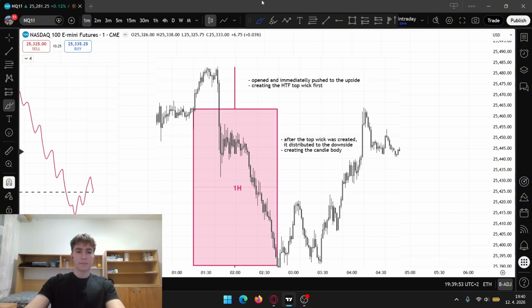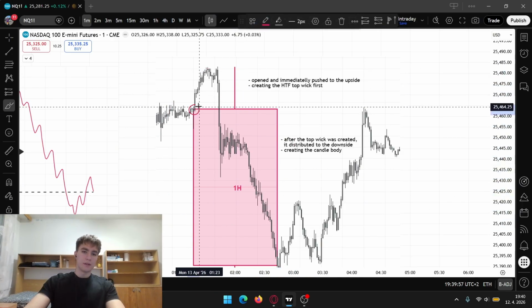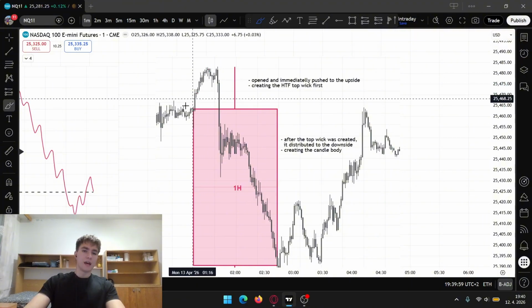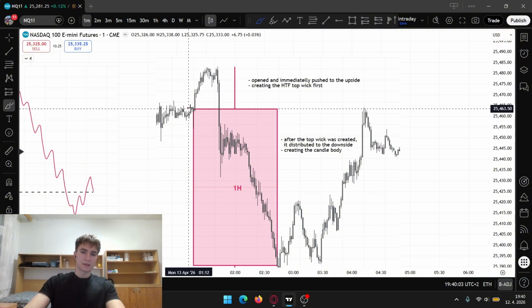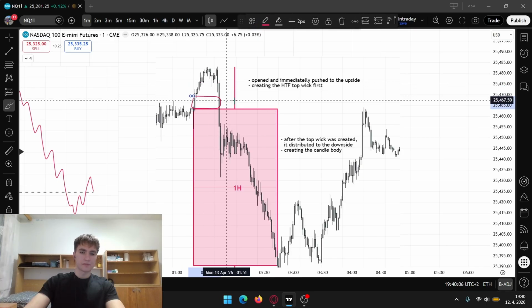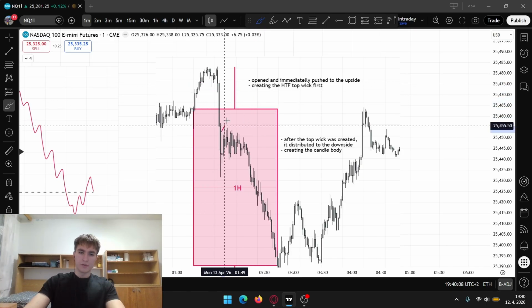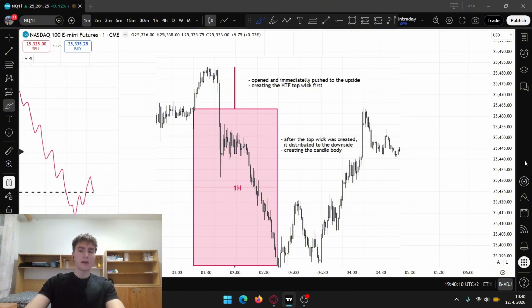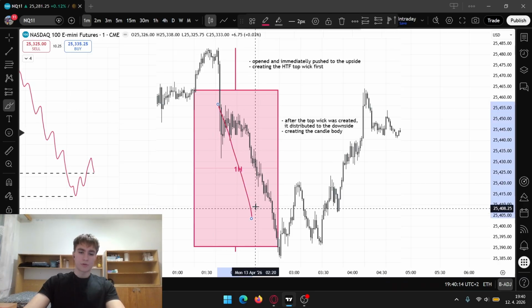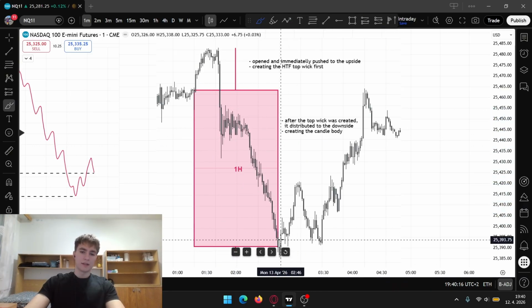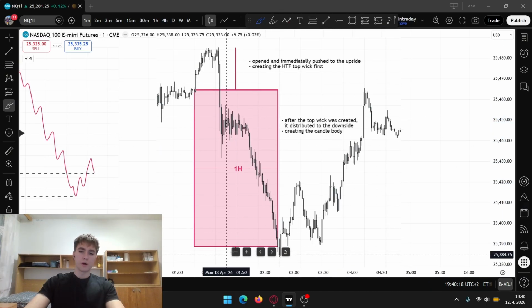And here's a real example. We are on the 1 minute time frame, and this is the hourly candle. A new hourly candle opened, it pushed up immediately, creating the top wick. Then some inversion happened, like this inverse fair value gap, this IFVG, we could retap into that, maybe some change in state, whatever. And then it sold off, creating that candle body, and then it just closed with a small bottom wick.